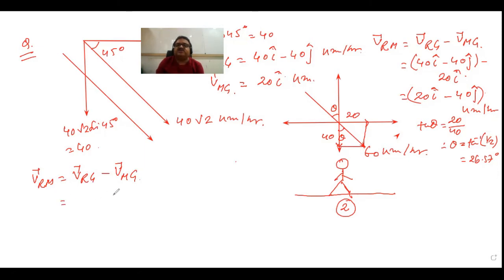What is that? Velocity of the rain with respect to the ground is 40 i cap minus 40 j cap, minus velocity of the man with respect to the ground, which is now running with a speed of 60 km per hour. Correct? That is minus 60 i cap. So what is that then? Look, minus 60, 40. Correct? So 40 minus 60 is minus 20 i cap, and now it is 40 j cap. Okay. Now let me draw the vector triangle again.